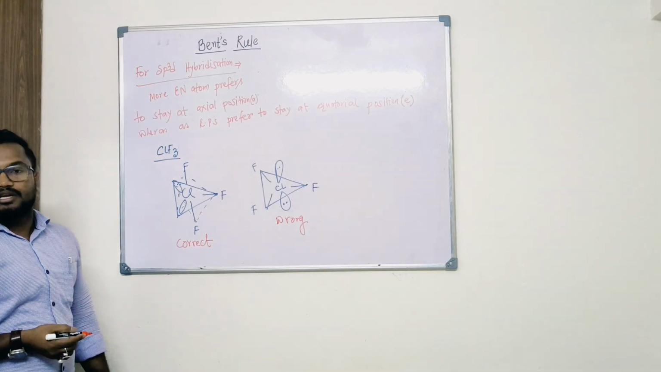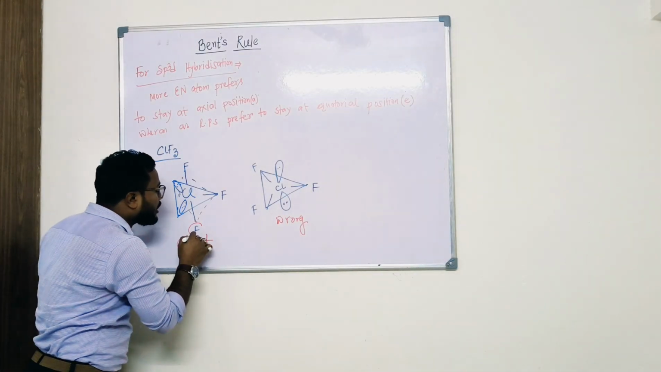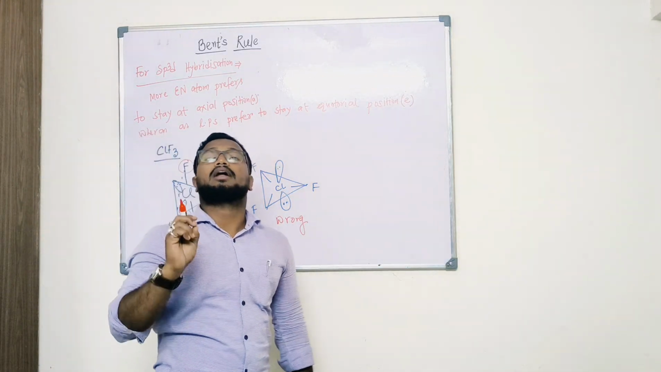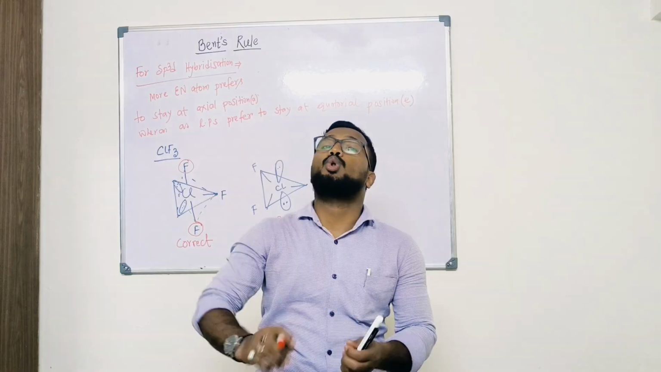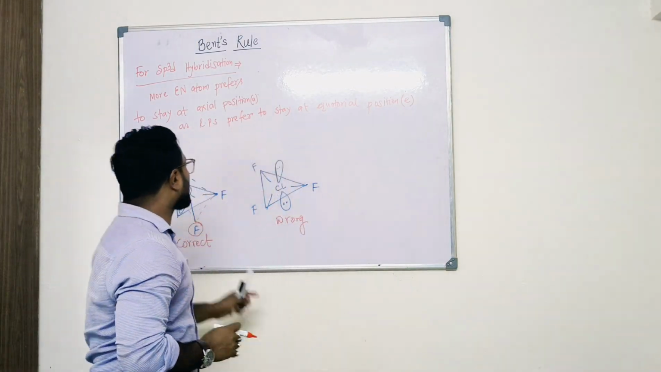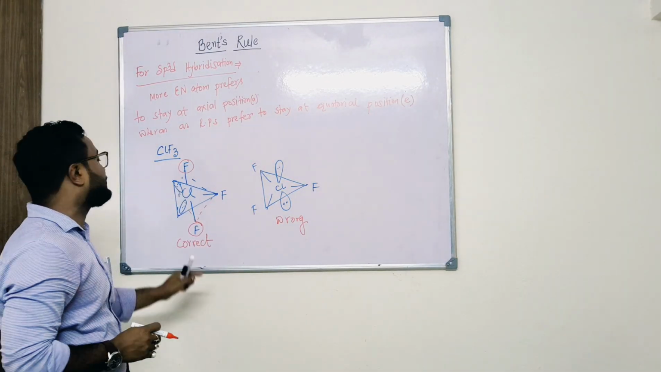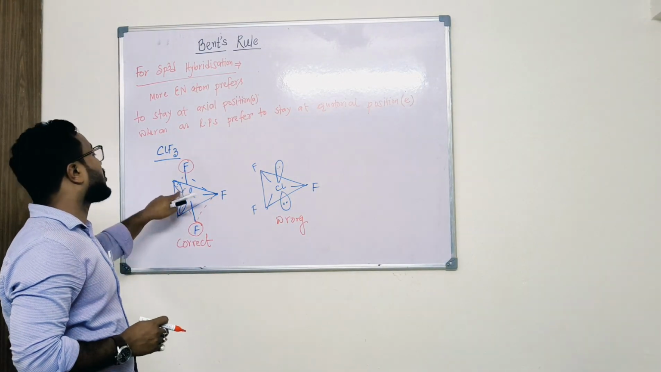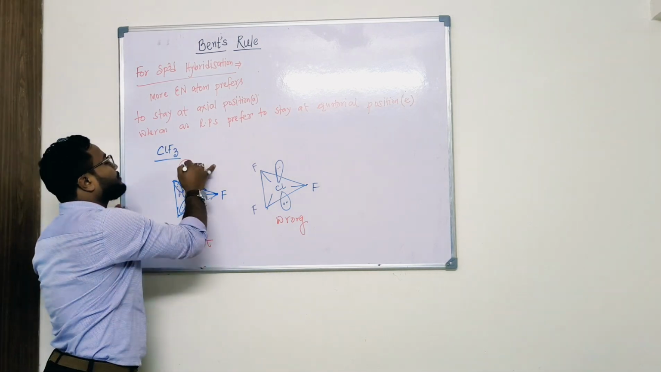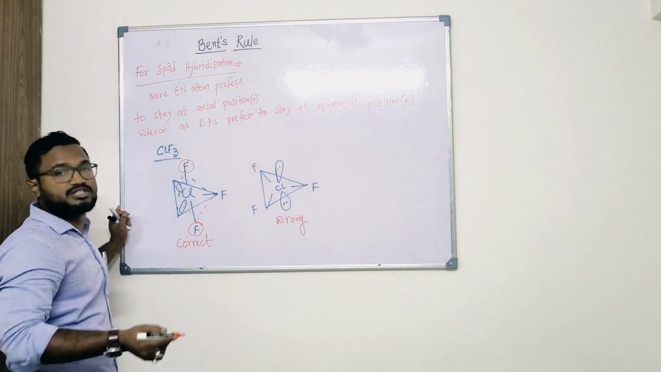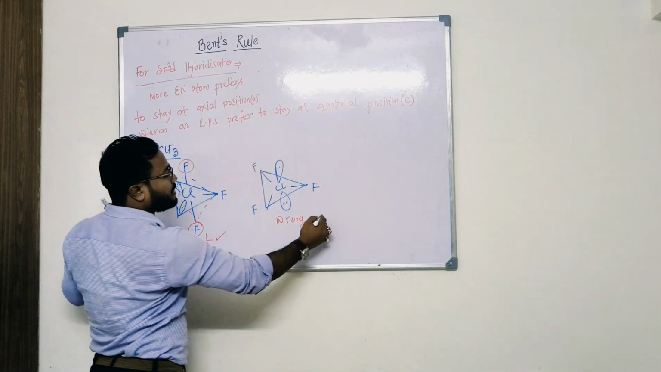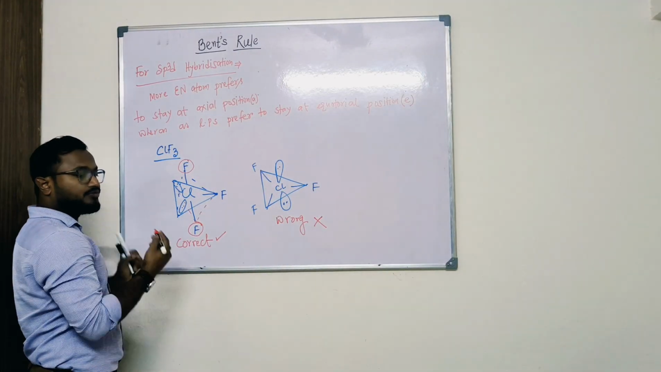Why is this the correct representation? Because fluorine is a more electronegative atom. From the VBT concept we know that a more electronegative atom will try to locate itself as far as possible from the central atom. So fluorine is trying to locate itself as far as possible from the central atom. If it is present in these positions, it will be more stable. So in this case we can say this is the correct representation and this is the wrong representation for Bent's rule.